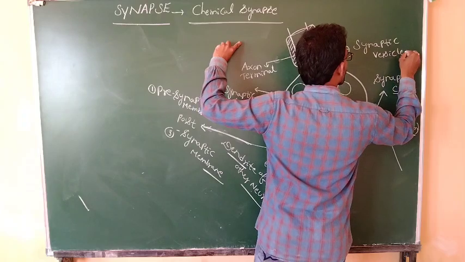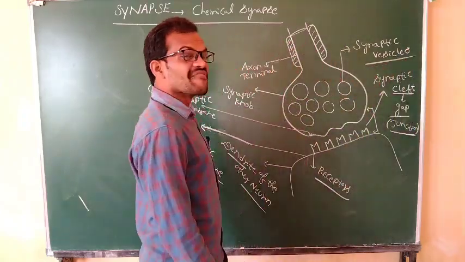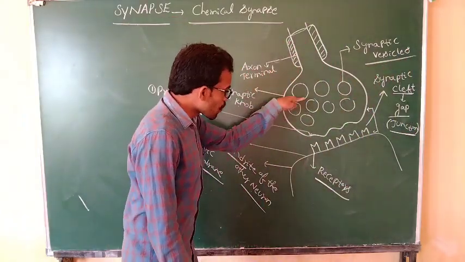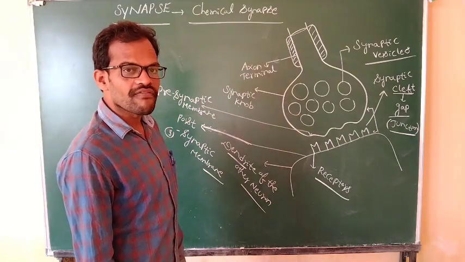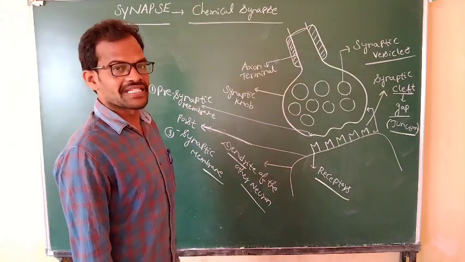The synaptic knob is filled with synaptic vesicles. The synaptic knob contains synaptic vesicles.